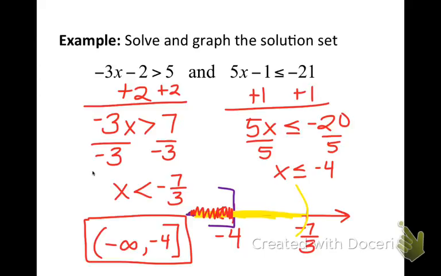Devin, what if the other one was a bracket and the other one was a parenthesis for the solution? Would it change? You never bracket infinity. I meant for like on the graph. Oh, if this was a parenthesis, then you would just turn that into a parenthesis, even if the other one was a bracket. Yep. Okay, all right, let's do one more of these guys.